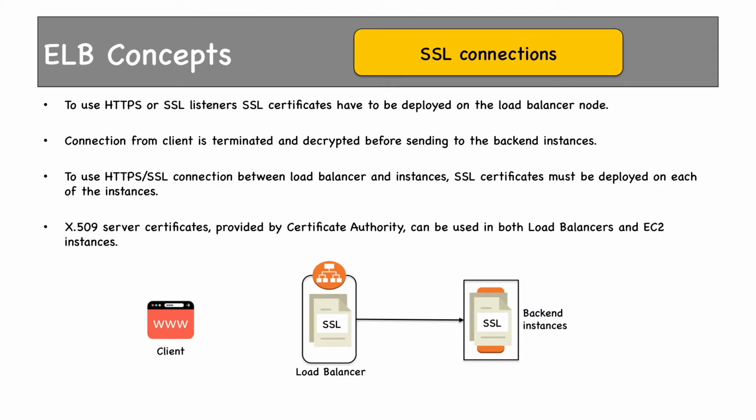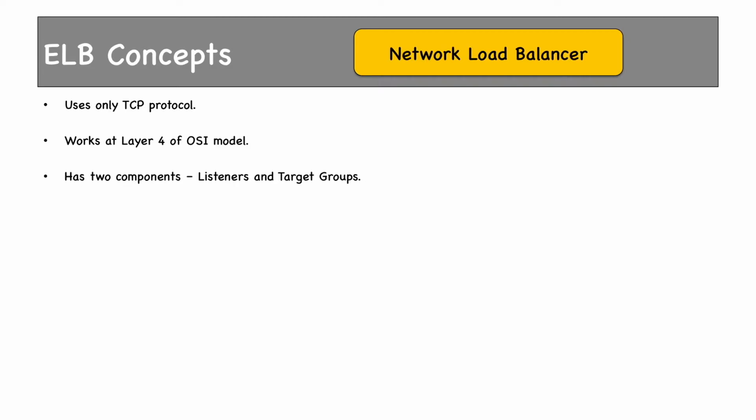Remember encryption at level 4, which we discussed in the pre-ELB talk? These are the certificates provided by certificate authorities. And the certificates are X509 server certificates. Finally, we have network load balancer, which uses only TCP protocol, works at layer 4 of OSI model, has two components, listeners and target groups. Let's see a demo right away.